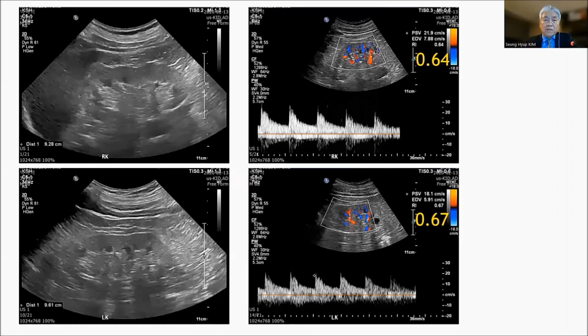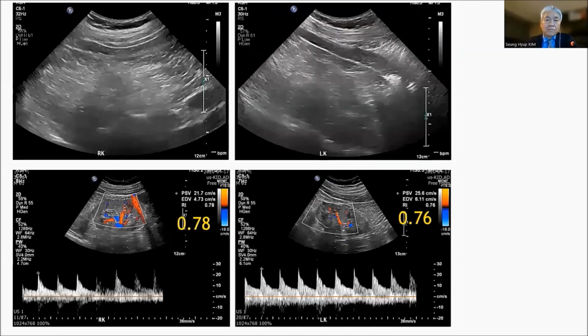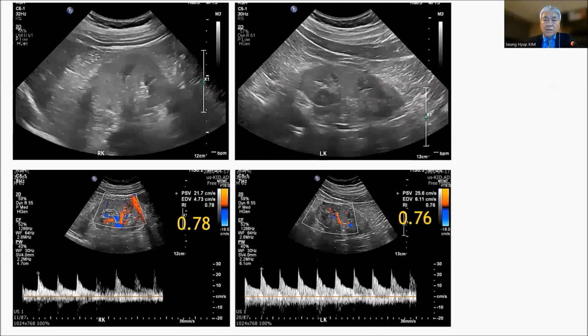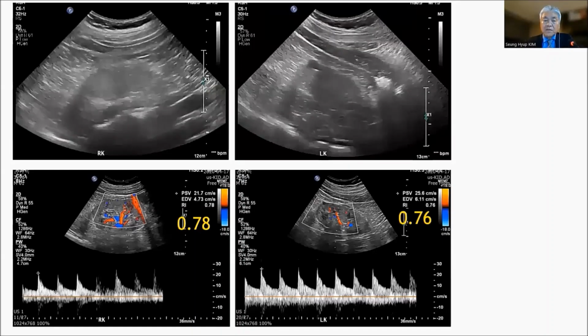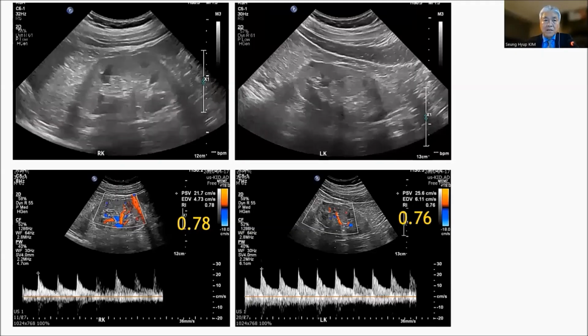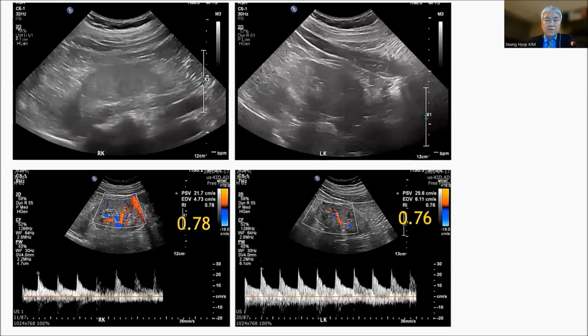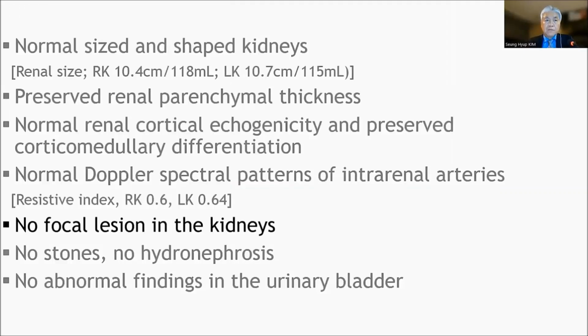Although corticomedullary differentiation is maintained, renal cortical echo is high in this patient, resistive index is normal, and this patient probably has a glomerular disease. This patient has high cortical echo, has small cysts, and the resistive index is elevated, so this patient probably has a tubulointerstitial disease. Next is focal lesions, mainly regarding renal masses.